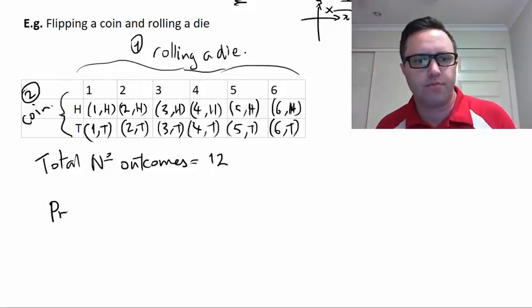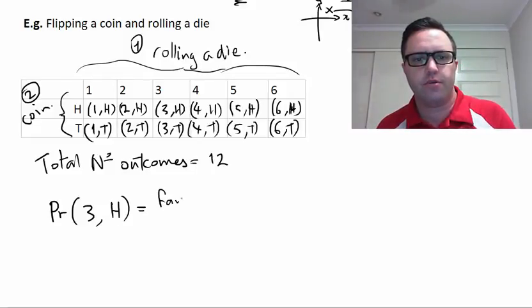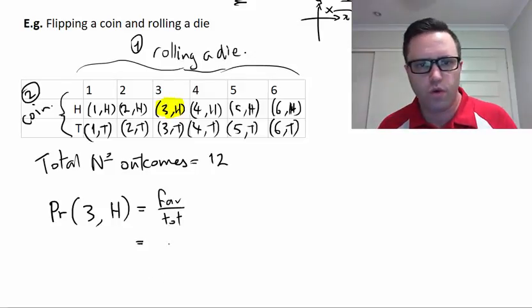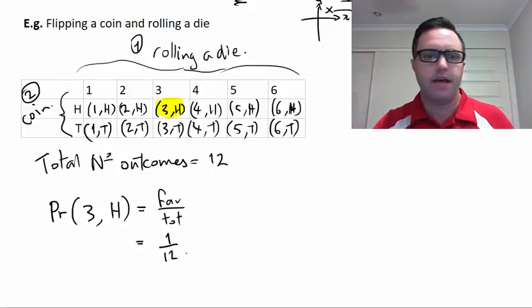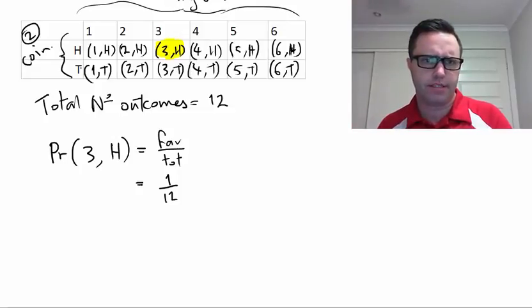Let's say we're asked to find the probability of rolling a 3 and a heads. We would say favourable over total, and we have a look. When do we roll a 3 and a heads? Here's the only time that happens. So there is one favourable outcome over the 12 total outcomes. There's our probability.